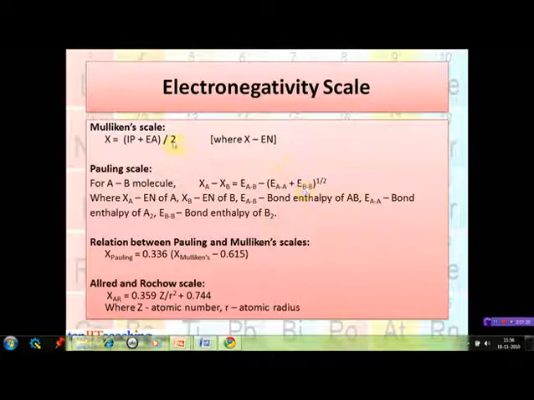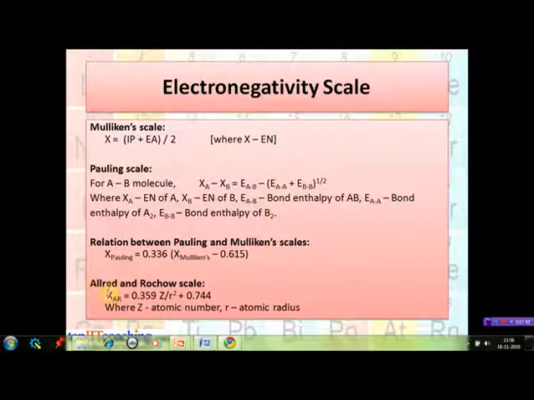Now we can relate Mulliken's scale with Pauling's scale with the help of the formula: Chi Pauling, that is electronegativity on Pauling's scale, is equal to 0.336 times Chi Mulliken, that is the electronegativity on Mulliken's scale, minus 0.615.